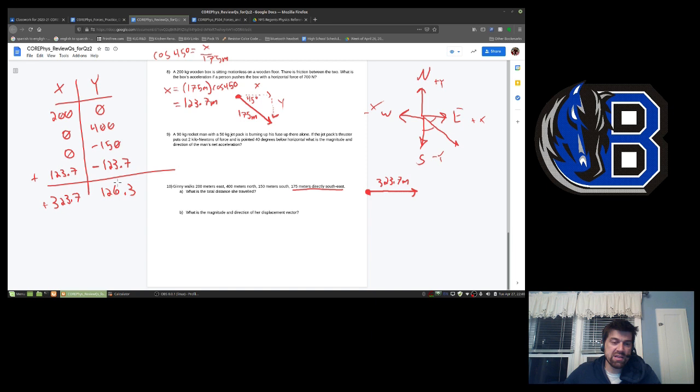And that's still positive. So she still ended up... Oh, that's supposed to be straight. Not to scale. She ended up 126.3 meters north of where she started. So this is her two-dimensional displacement. Right? And I can use Pythagorean theorem to add them, right? And then we'll look at the angle.